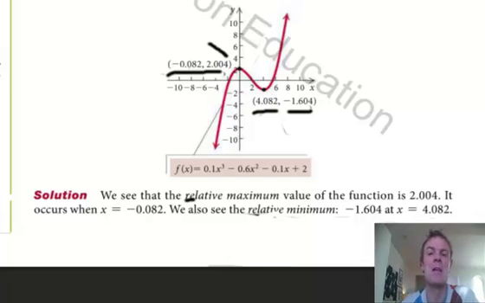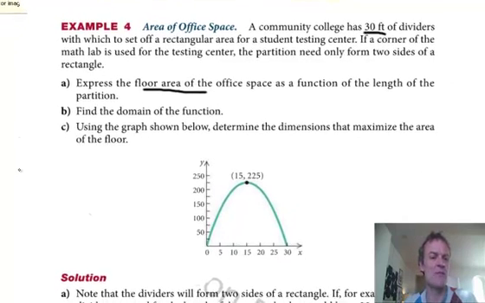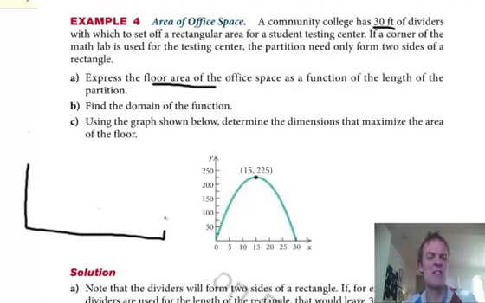Now then, let's look at this. We've got an example: maximizing area, floor space. Let's say we've got an office, or the test center. There we go, some space there. And we want to wall off this little area here, an individual room. We've got 30 feet of divider, fencing, I think.